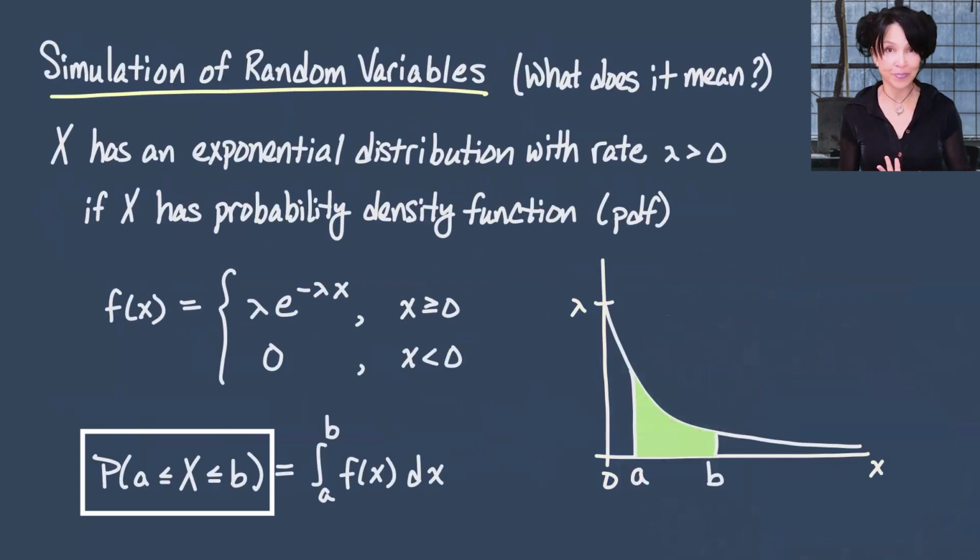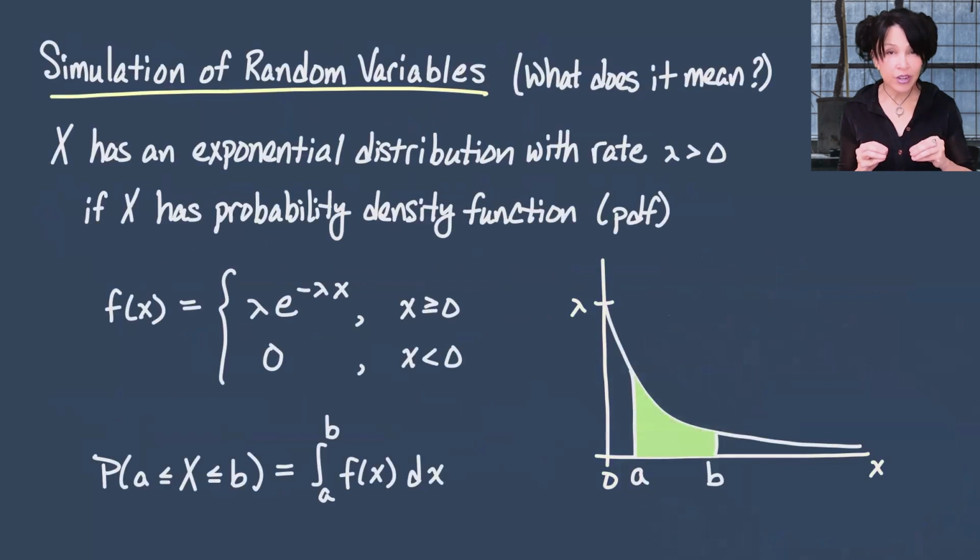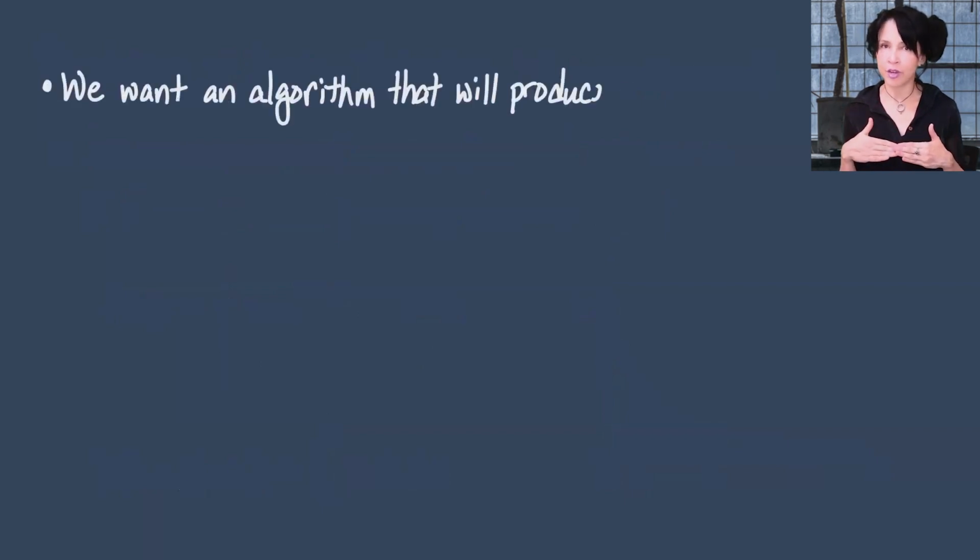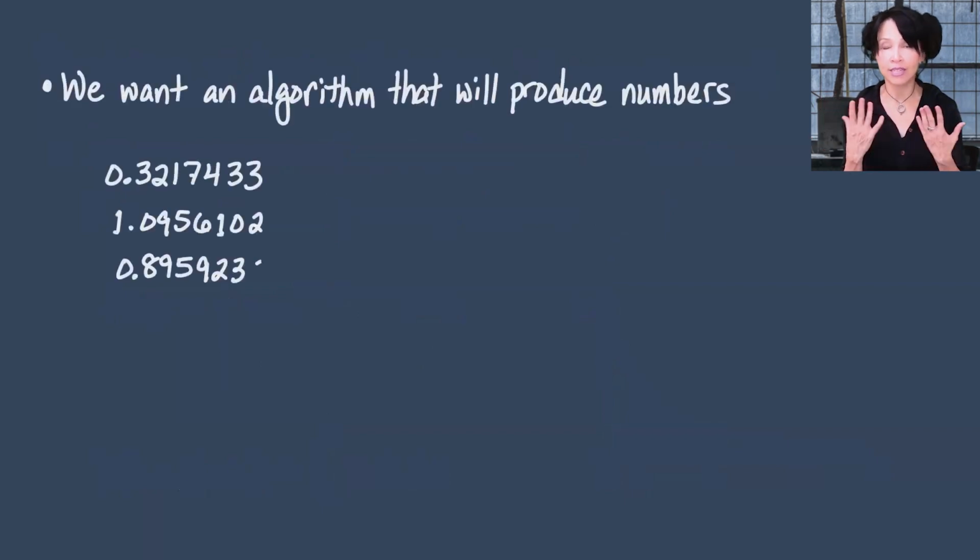So the question in front of us now is, what does it mean to simulate values for this random variable? Not how to do it, but what does it even mean? What I want is some sort of algorithm that will spit out a list of numbers like 0.3217433 and 1.0456102, etc. A list of numbers. And what do these have to do with the exponential distribution?